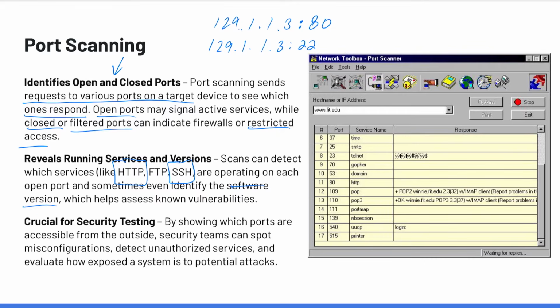Sometimes we can even get the version of the software. So if there's an older piece of software that we can access through that port, then there may be what's called an exploit online. So there may be another piece of code online we can use to then gain access to that. This is important for security testing, so that we know that whatever ports are open to the world are secured and configured correctly, and that whatever ports shouldn't be open just aren't open at all.